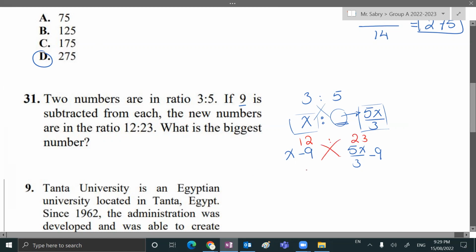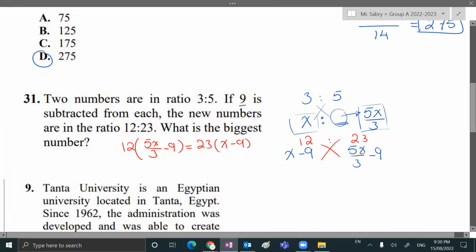Cross multiply. Get the value of x. It's 12 bracket 5x over 3 minus 9. You're allowed the calculator definitely in this one. 23 multiplied by x minus 9. Once you get the value of x, you'll substitute it here, because this will get me the bigger number. No, we'll not substitute it here. We'll substitute it in the original one. I'll show you this. Wait, let's get the x first.